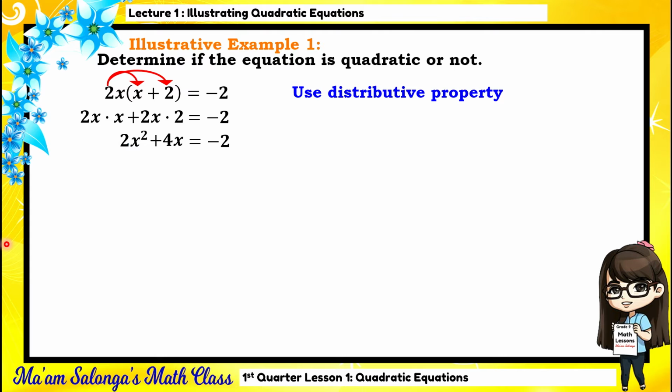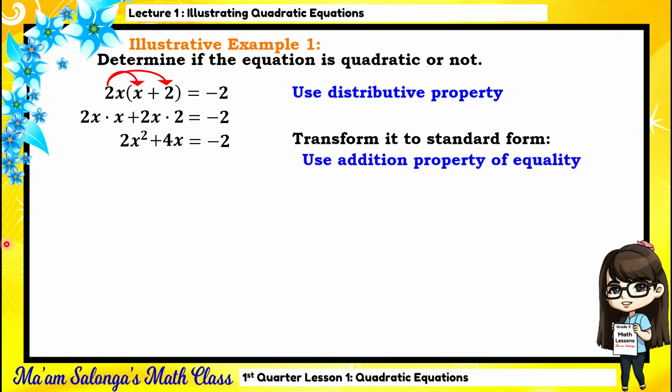Then transform it to standard form, but we need to use another property of equality, which is the addition property of equality or APE. Kung inyong matatandaan sa una nating discussion, the quadratic equation is in standard form if the right side of the equation is 0. So gamit ang addition property of equality, iisipin natin ano nga ba ang pwede nating i-add kay negative 2 para ito ay maging equal to 0.